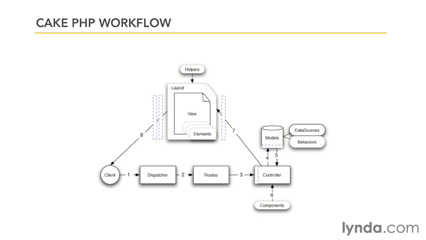In the end, it's going to generate a view that's going to include the main layout, the specific view, and possibly other elements. Again, this can use helper classes to do it. And finally, it will deliver the response to the client.